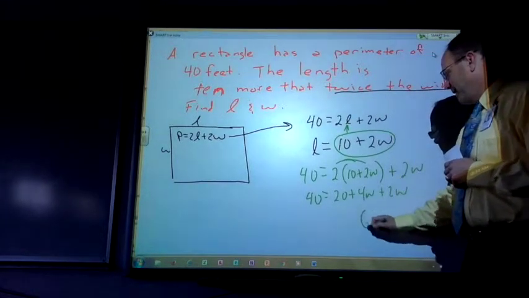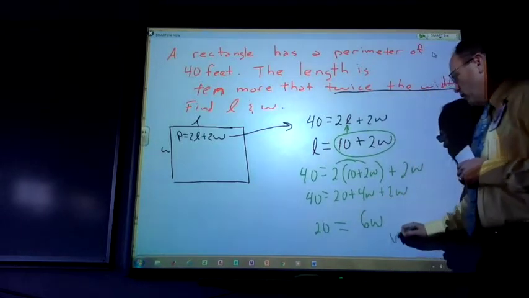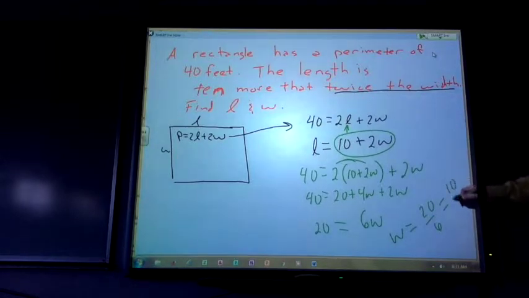There we go. Yeah, you're right on fire. Subtract 20. Cool. So I get a width that is 20 over 6, which is the same thing as 10 over 3. Agree? Which is 3 1/3 if you wanted to go that way. Cool. So I know that I have a width of 10 over 3.